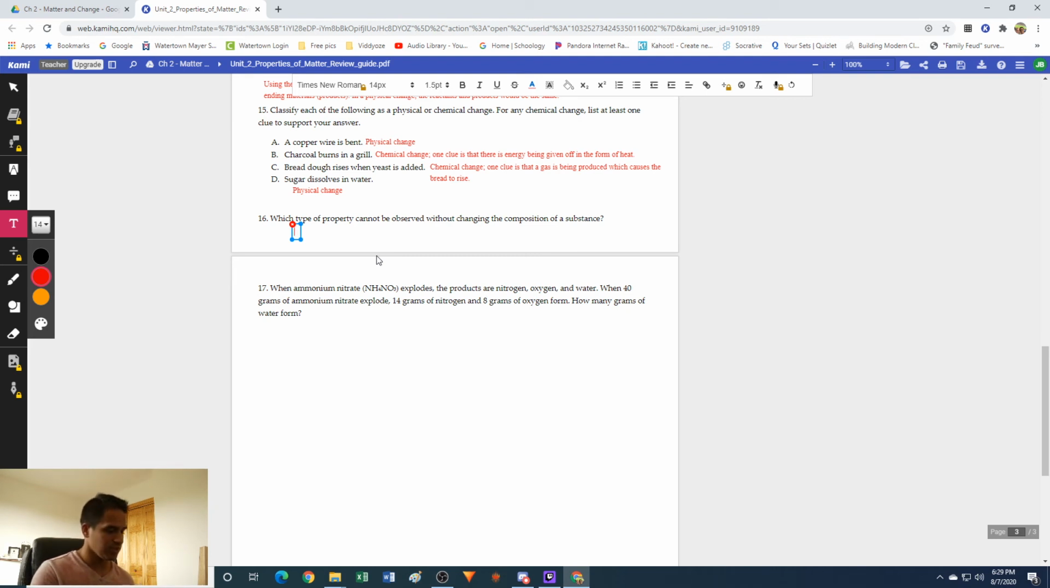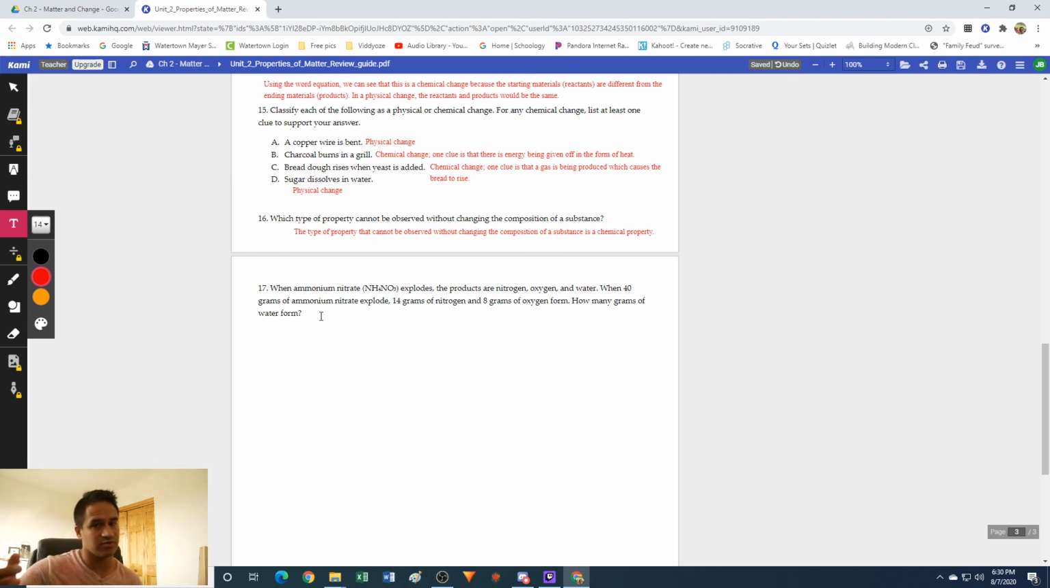Okay, so the only type of property that cannot be observed without changing the composition would be a chemical property. So we'll say the type of property that cannot be observed without changing the composition of a substance is a chemical property. Okay, because physical properties can be observed without changing the composition. That's how they work.